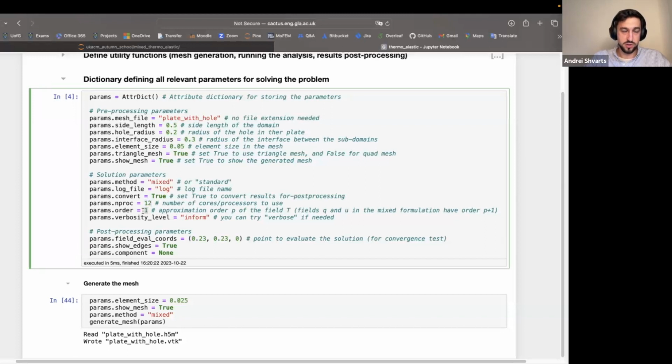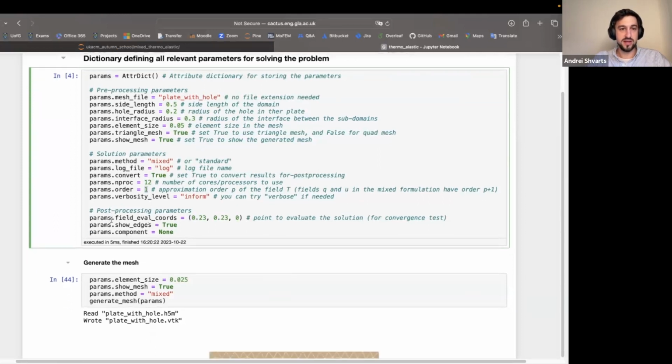Then approximation order is the approximation order for the field temperature. And in the mixed simulation, the fields Q and U will have order P+1. It's just to let you know, but you will be just controlling the order by one parameter. And finally, here is the point where we're going to be evaluating the field for post-processing for the convergence test. But feel free to change it if you're interested.